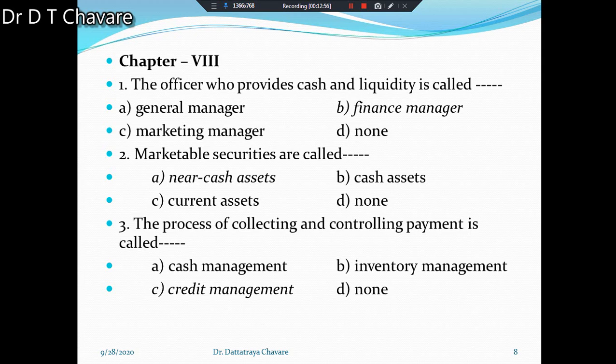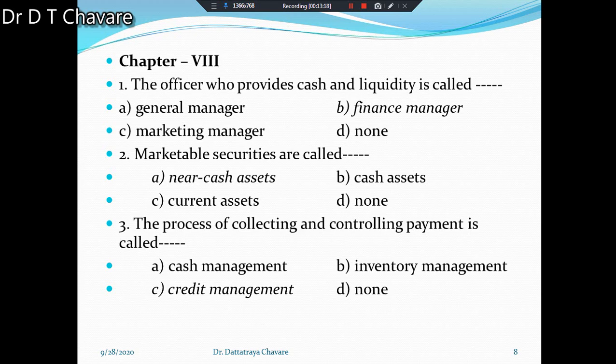Then the next question: marketable securities are called dash dash. The first alternative is near cash assets, and that is the right answer. The remaining three alternatives are wrong. Those are not correct alternatives.